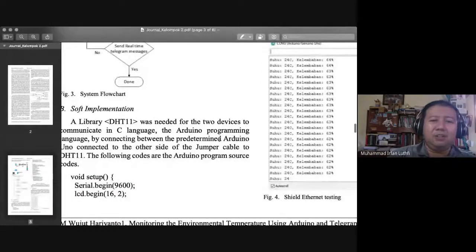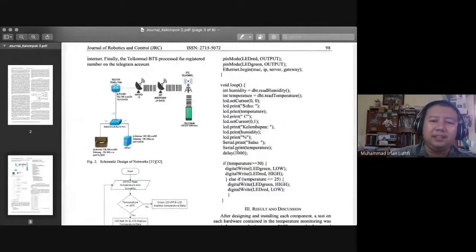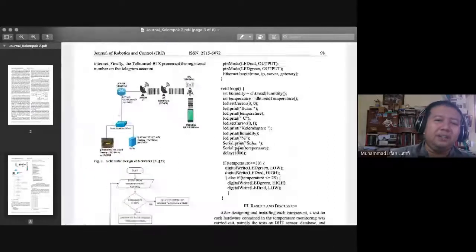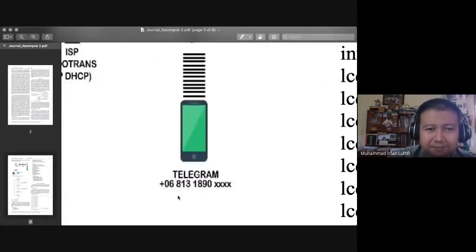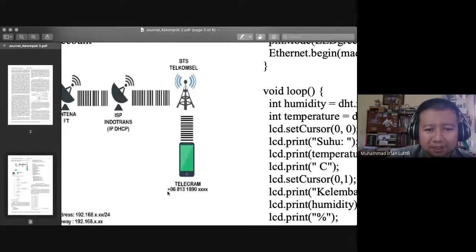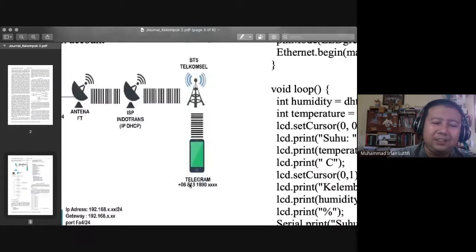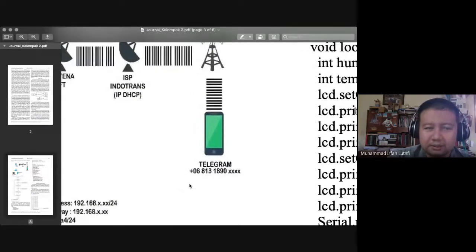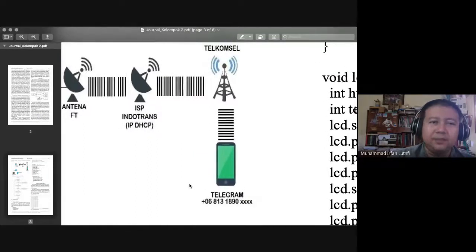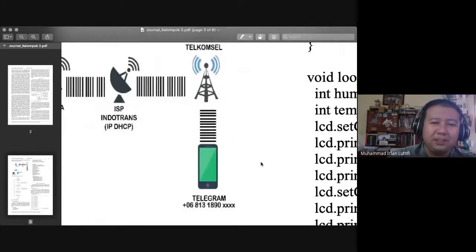It's no use that they provide this code. It's common code to read the temperature and the humidity from the sensor. It's a really common way, but they don't mention anything else. And they use the number for this Telegram, from Telkomsel, and then +06. Where is it? +06, because our Indonesian code is +62. So maybe we miss so much information here.